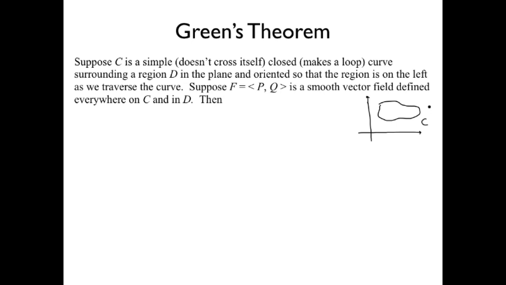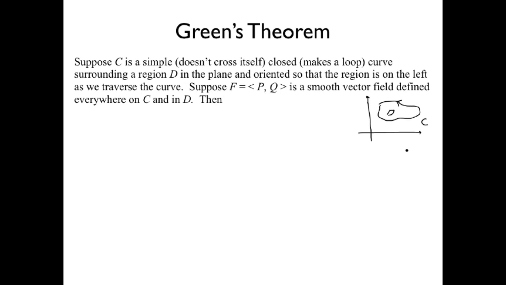And we want the orientation to be so that if we were walking on it, the interior of the region would be on our left. Our left. So would that be walking counterclockwise or clockwise? You should see that I would be walking, what? Counterclockwise. So if I walk around counterclockwise on this loop, the interior, D, will be on the left.